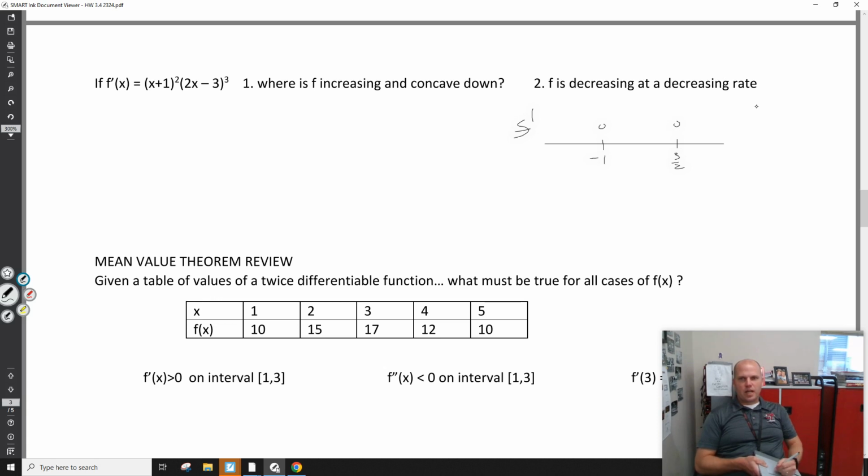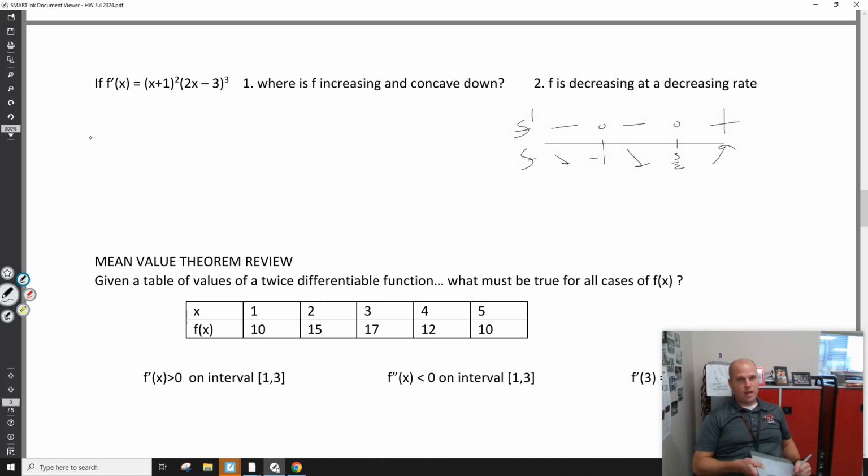I plug in something like 50, positive, positive, cool. The multiplicity of this 2x minus 3 root of 3/2 is 3, which means we will change signs to the right and left of 3/2. But the multiplicity of negative 1 is 2, which means we will not change signs. It's not that it will remain positive, it's that this won't change signs, so this will stay negative. All right, so f is decreasing, decreasing, increasing.